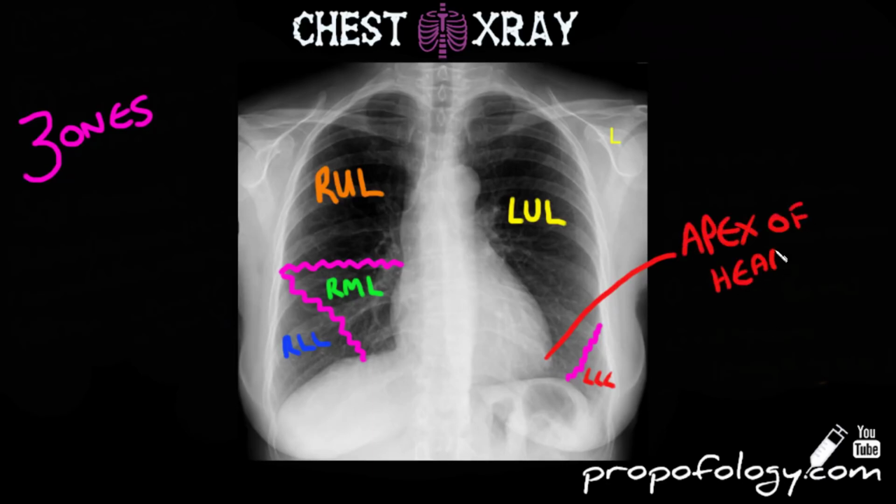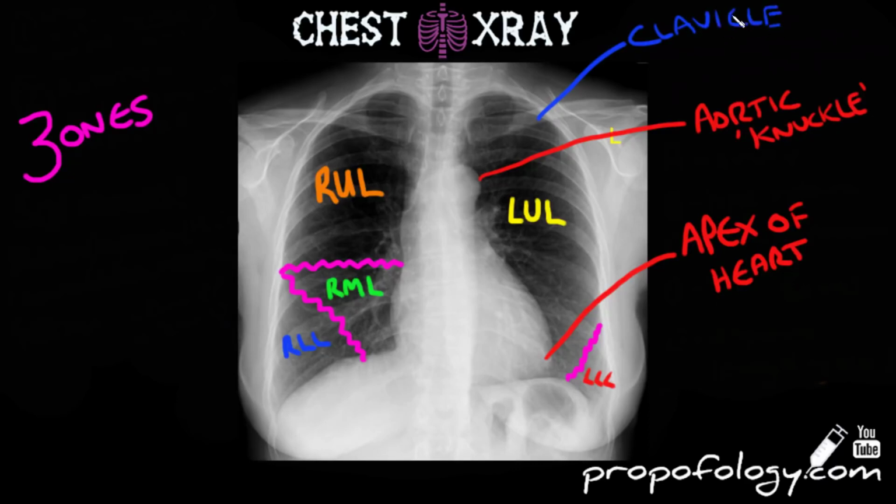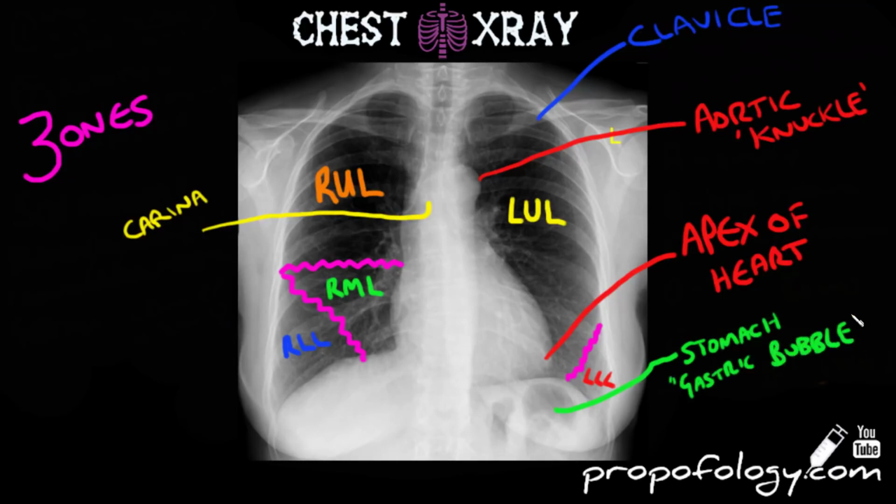We're going to draw some other structures now. You can see the apex of the heart, you can see the aortic knuckle, which is the arch of the aorta as it comes off the heart. You can see the clavicles at the top there, and you can kind of see the carina, which is the bifurcation of the trachea into your right and left main bronchus. Something that sometimes catches people out is the gastric bubble, which actually is air in the stomach, and that's under the left diaphragm.